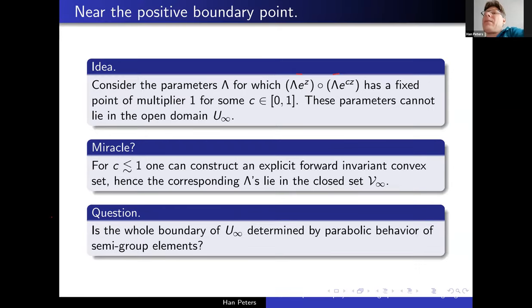You consider lambda e to the power minus z composed with lambda e to the power minus c times z for different constants c real between 0 and 1. And you look at this function and you say, for which lambda does this function have a fixed point of multiplier 1? And since it is neutral, it follows that they cannot lie in the open domain U infinity. They could at most lie on the boundary or perhaps outside. Well, if your c is close enough to one, then they must lie on the boundary, because you can just explicitly construct a forward invariant convex set. Therefore, your orbits are bounded. And this is really miraculous to my mind that you can do this. One of the co-authors figured this out, so I can admire the idea.